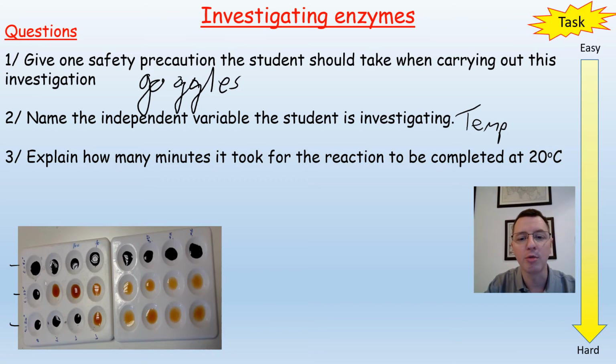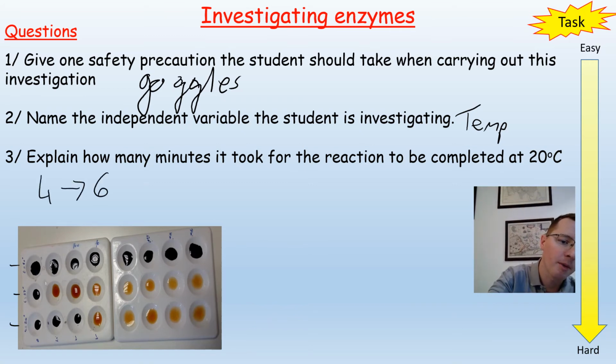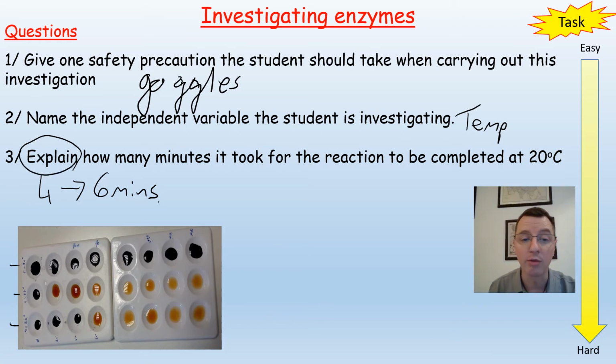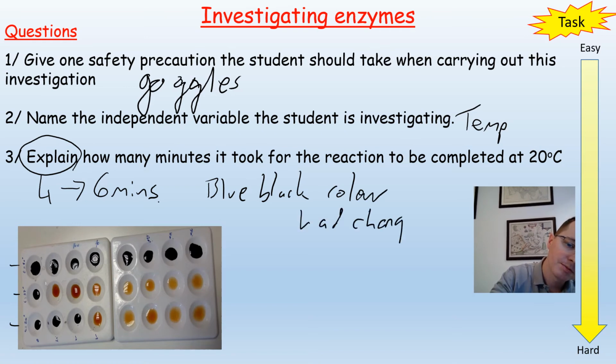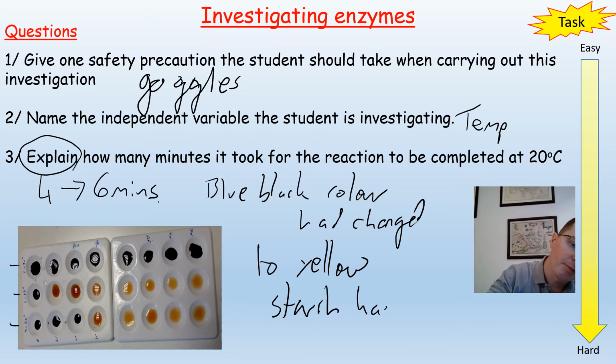Explain how many minutes it took for a reaction to be completed at 20 degrees. Well, as we said previously, it took between 4 to 6 minutes. So you will generally get 1 mark for that in an exam, but you've got to be careful because it says explain. So we have to say, how do we know that? Well, we know that because the blue-black colour had changed to yellow, and this means all the starch had been broken down.